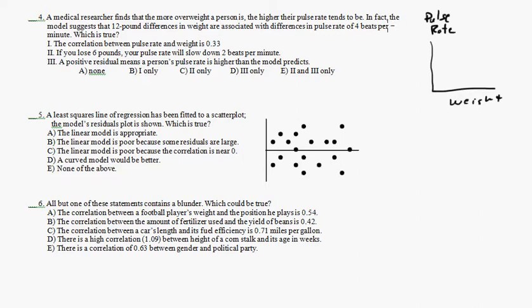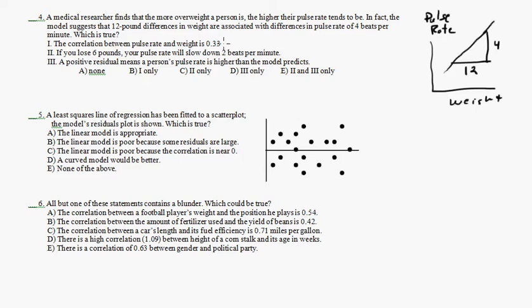Tends to be. In fact, the model suggests that 12-pound differences in weight are associated with a difference in pulse rate of 4 beats. So I guess something like this. If you go up 12 pounds, the pulse rate's going to go up 4. Which is true. The correlation between pulse rate and weight is 33.